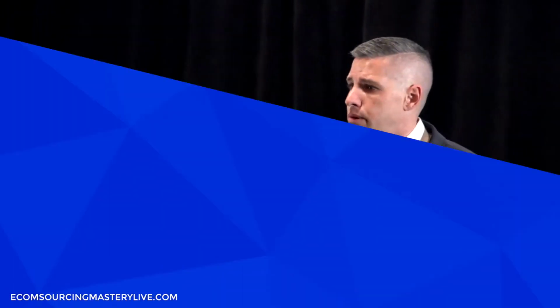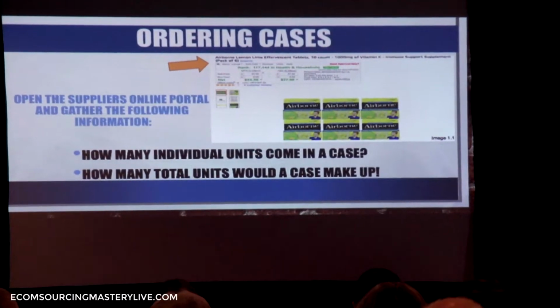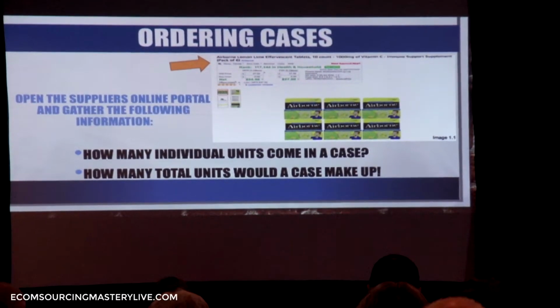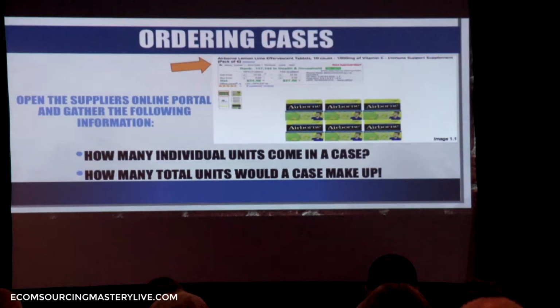Now, the last step of the product, the last stage is preparing the purchase order, guys. So, like I mentioned earlier, your suppliers are going to either sell individual units of a product or they're going to sell products in a case, okay? So if you're selling a 6-pack of Airborne, the question is how many individual units of Airborne is in that case? All right, maybe 36 of them, right? How many, I don't know. And then how many total units would that case make up? So if the case had 36 and the listing on Amazon was a 6-pack, how many units would you actually have available if you purchased one case of that product? 6, right? Very simple math.